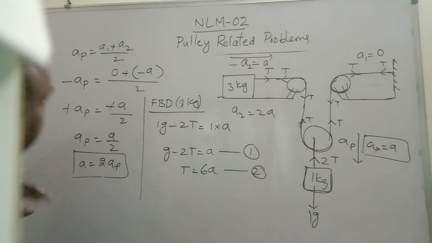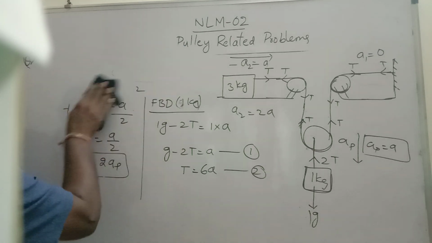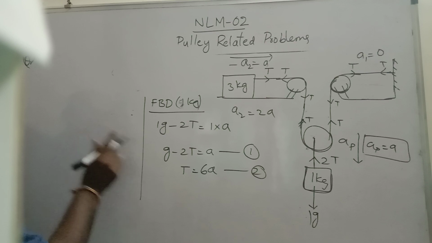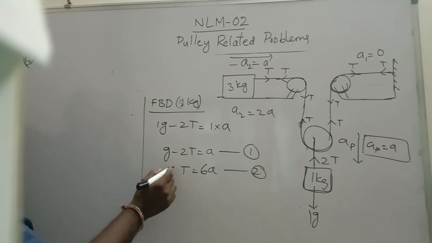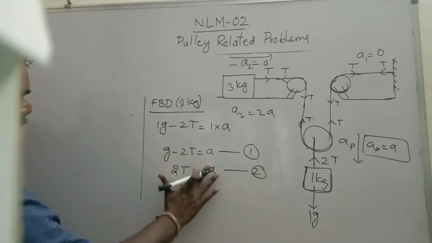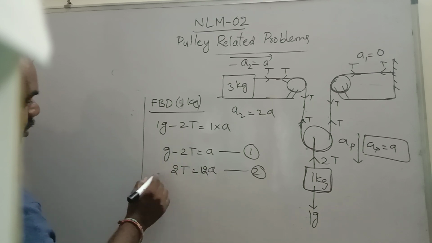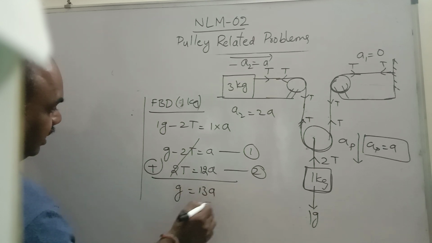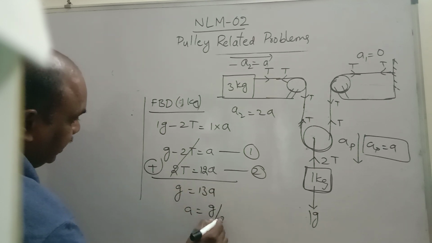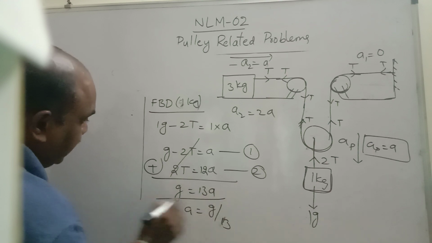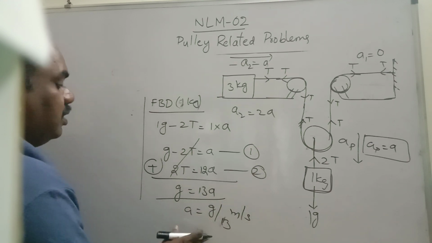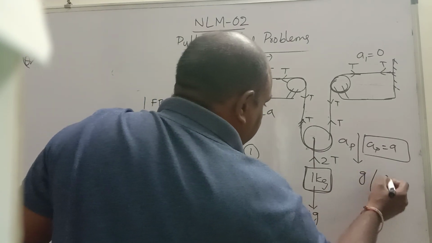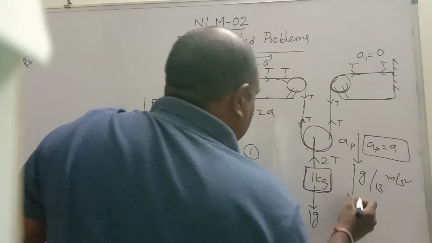I will rub this side. Understand, children? Solve these two. Here 2 is not there, so I am multiplying both sides by 2. 2T, this will be 12A. If you add these two, 2T cancels, g is equal to 13A, A is equal to g by 13 meter per second square. This is the answer for the acceleration of the pulley. That means the pulley is coming down at g by 13 meter per second square, in the downward direction.